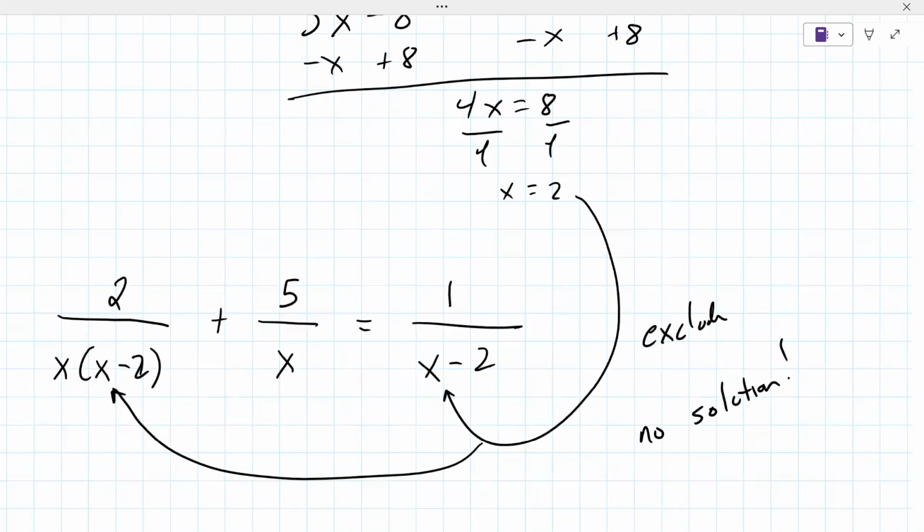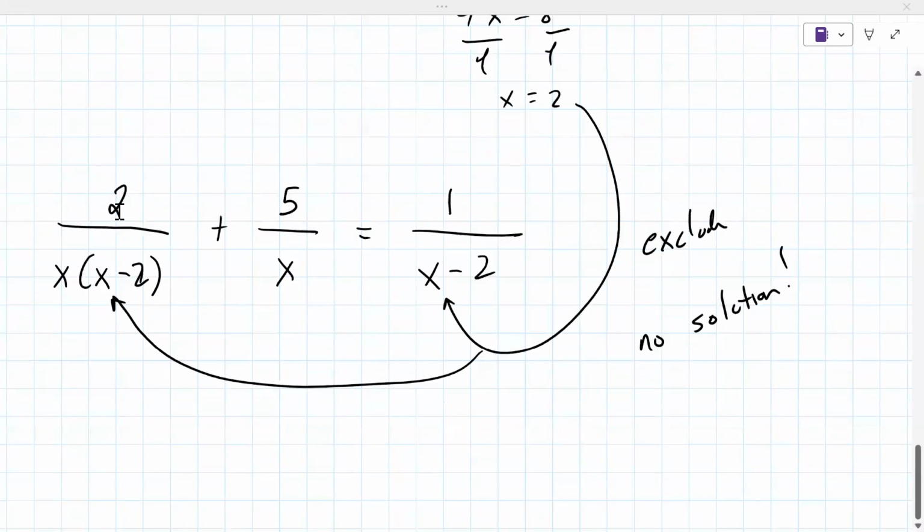You tend to get something like this on a test or a quiz. Any thoughts on that? No. All right. On to 5.